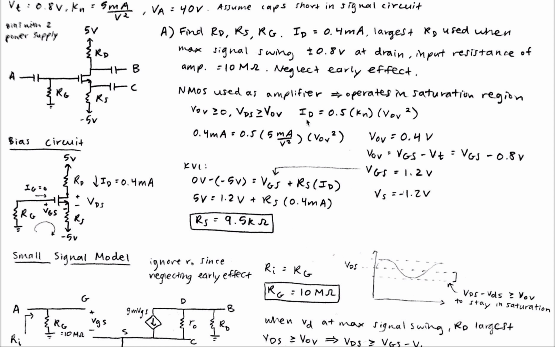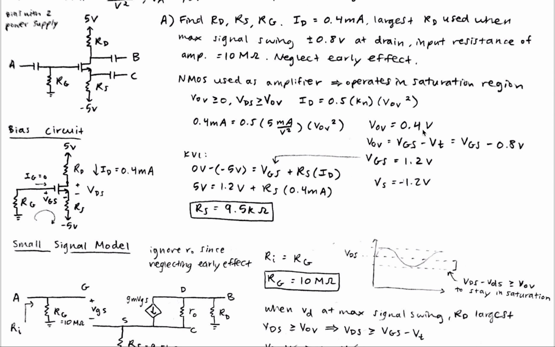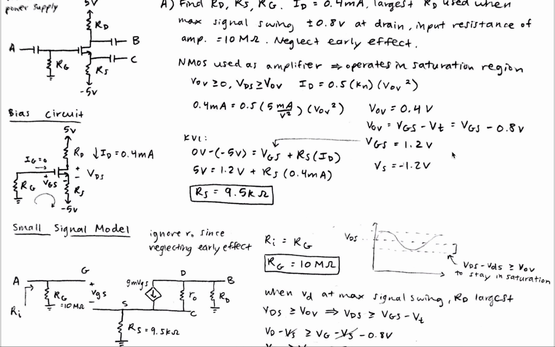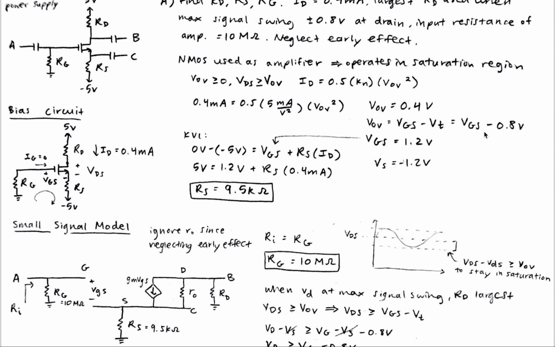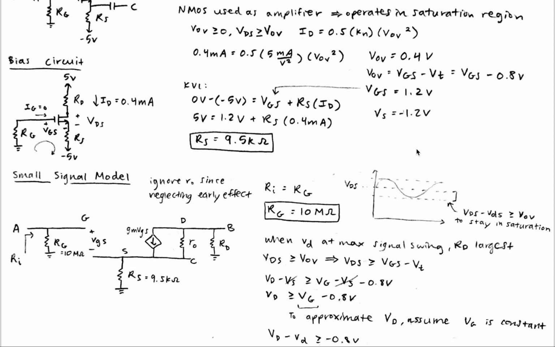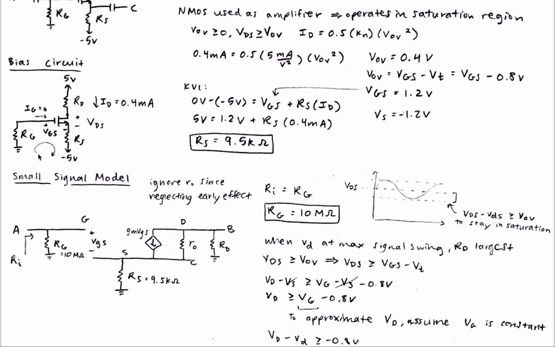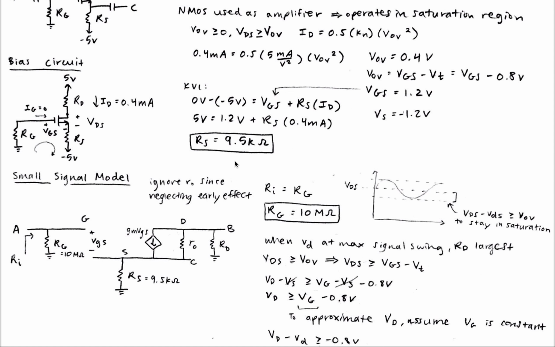So we know the equation for ID, and we know the value of ID, which is 0.4 milliamps. So we can plug in ID as well as Kn, which is given, to find VOV, which should be 0.4 volts. Using VOV, we can use this equation to find VGS and plug in VT, and VGS is 1.2 volts. And from there, we can use this KVL, plug in the voltages, as well as VGS and ID to find RS, which is 9.5 kilo ohms.